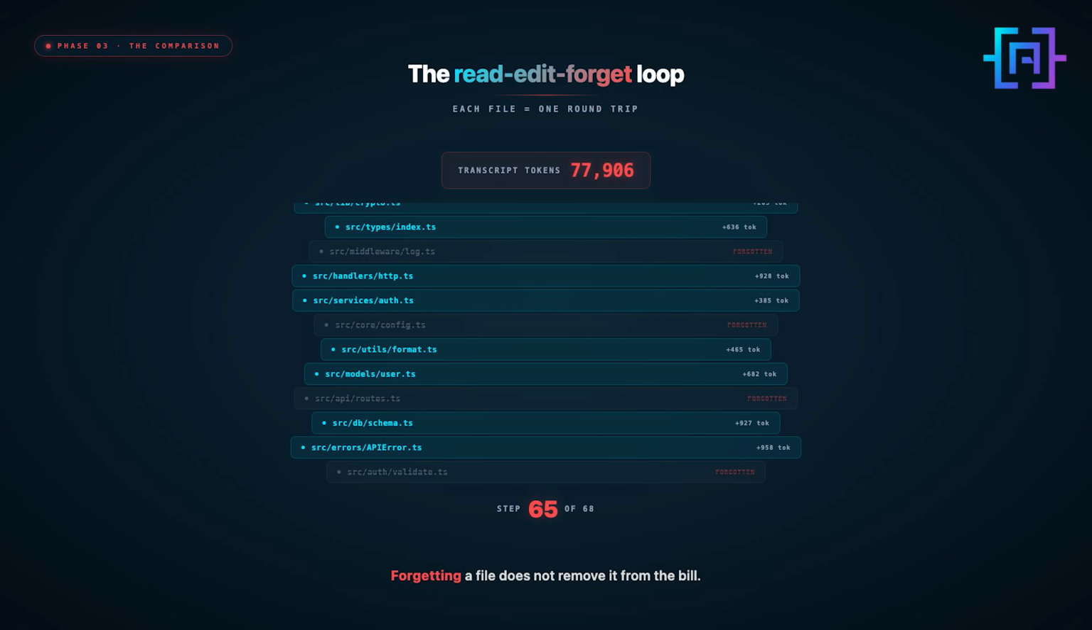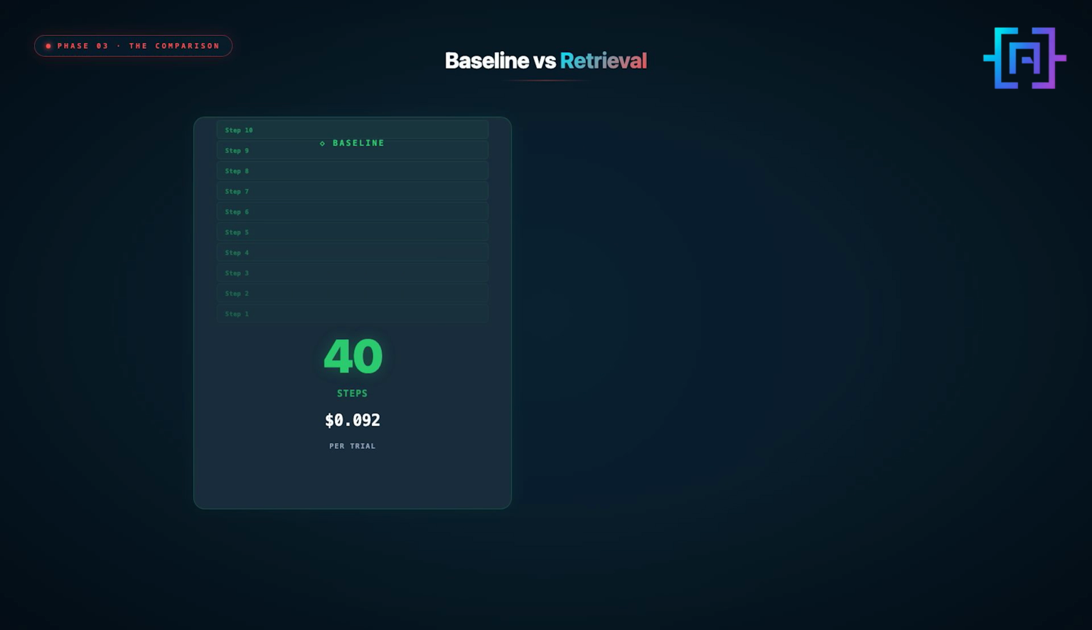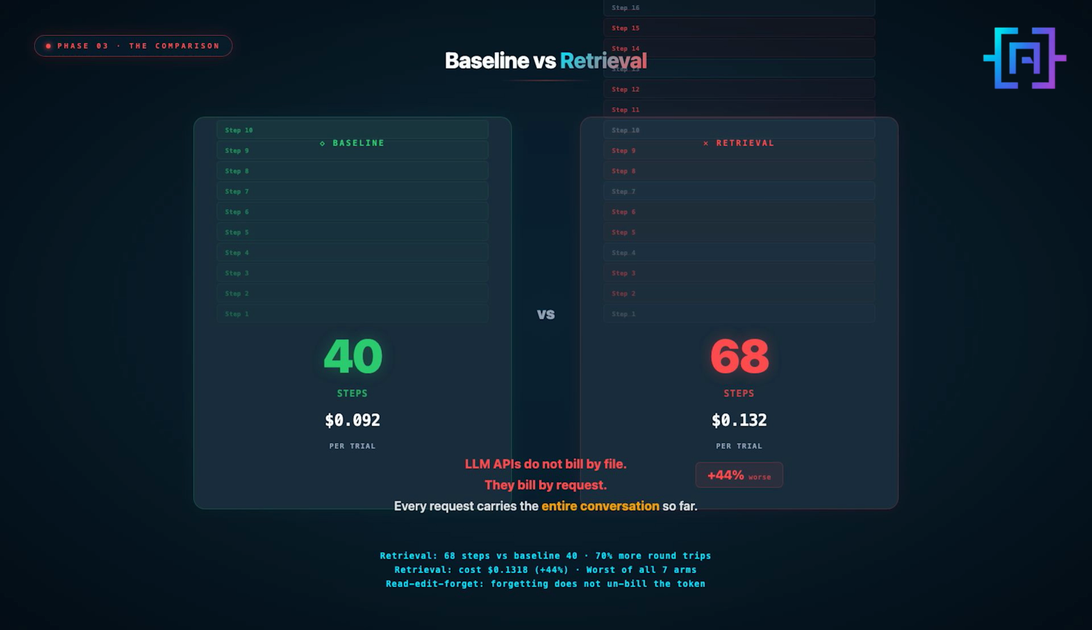The read-edit-forget loop is what most engineers assume is optimal. Load on demand, discard after use. But LLM APIs don't bill by file, they bill by request, and every request carries the entire conversation so far. The retrieval arm made the most requests with the most accumulated context. It was the worst possible strategy for a task with many small scattered changes.